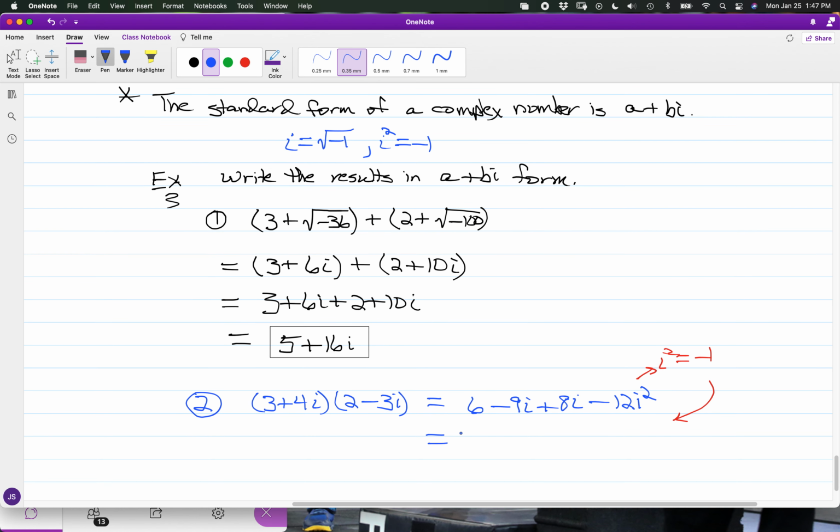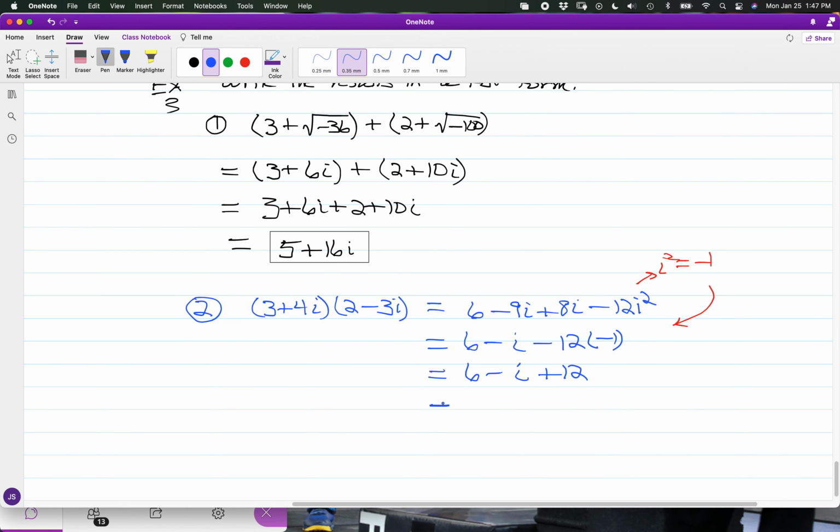I know we're getting a little bit pressed for time. You got -9i plus 8i, which is going to be -i. And we got -12 times i squared, and i squared again is going to be -1. So we have 6 minus i. -12 times -1 is going to be +12. And 6 plus 12 is going to be 18. Your i term is going to be negative, so the result here is going to be 18 minus i.